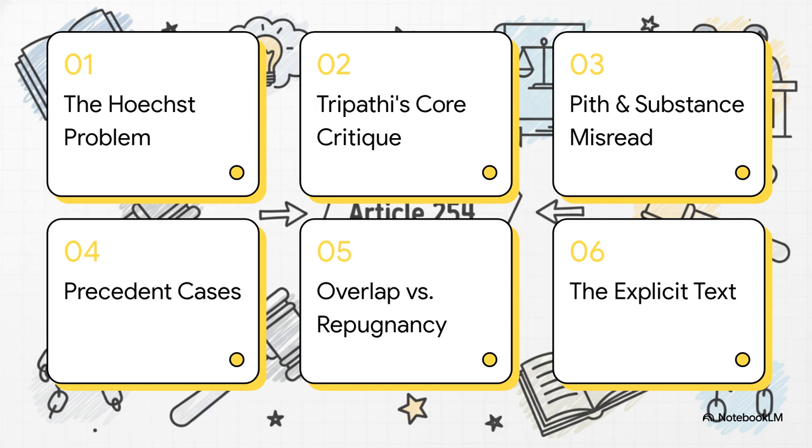Then we'll unpack Professor Tripathi's central argument and see how he claims the court totally misapplied the doctrine of pith and substance. From there, we'll follow his logic as he re-examines the very precedents the court used, clarifies the huge difference between a legislative overlap and a true legal conflict, and then finally, he brings it all home by going back to what he argues is the plain, undeniable meaning of the Constitution's text.